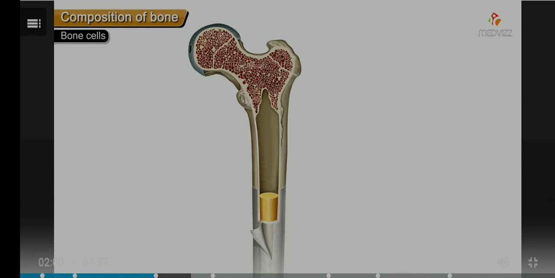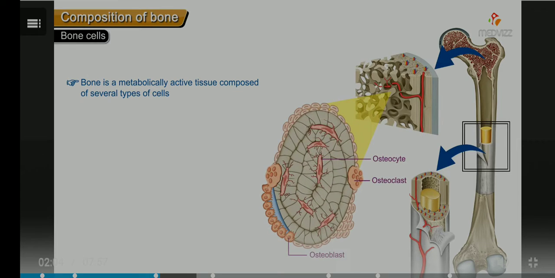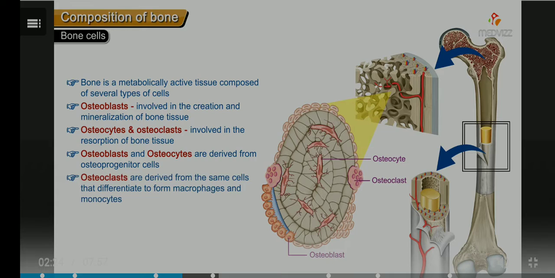Bone cells. Bone is a metabolically active tissue composed of several types of cells. These cells include the osteoblasts, which are involved in the creation and mineralization of the bone tissue, the osteocytes, and the osteoclasts, which are involved in the resorption of bone tissue. The osteoblasts and osteocytes are derived from the osteoprogenitor cells, but the osteoclasts are derived from the same cells that differentiate to form macrophages and monocytes.